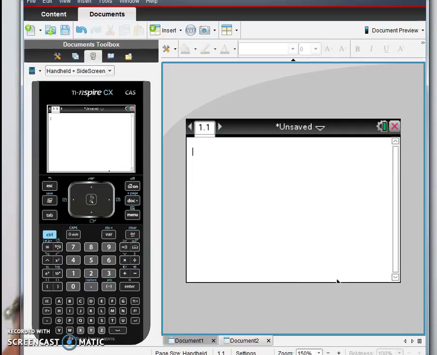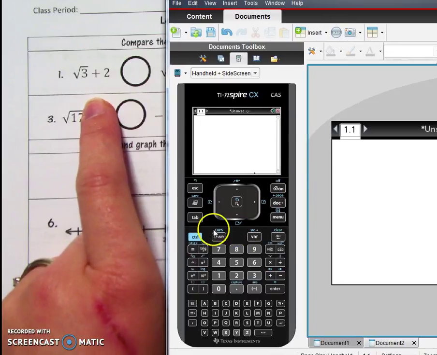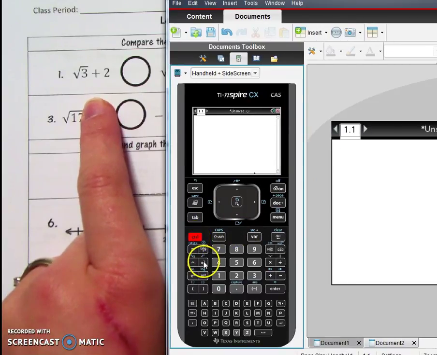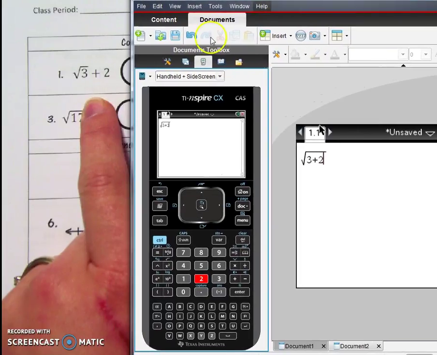So our first number here is the square root of 3 plus 2. I'm going to move this over so you can kind of see here. All right, so we put in the square root, so you hit Control X squared, and then type in your 3. But you cannot just go plus 2. Do you see how that square root line goes all the way over it? Does that square root sign go all the way over this? No. Okay, so let me show you what happens. It gives me the square root of 5.